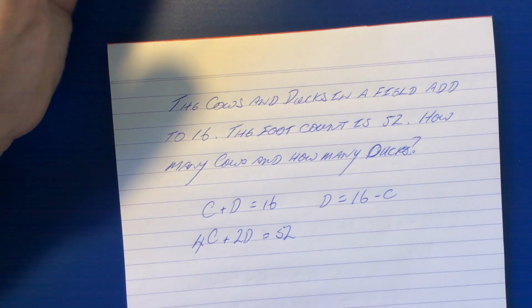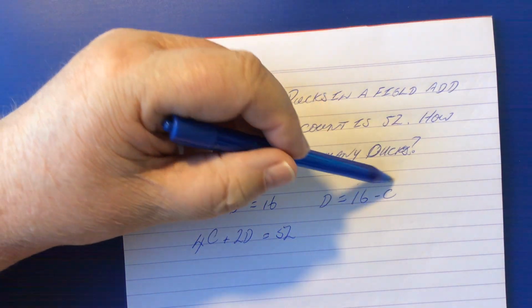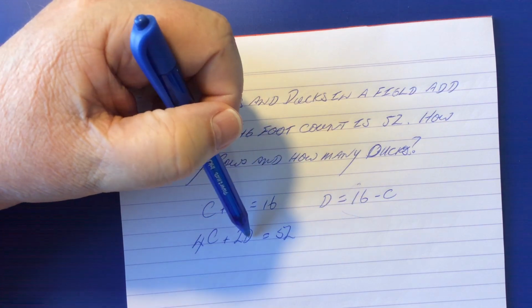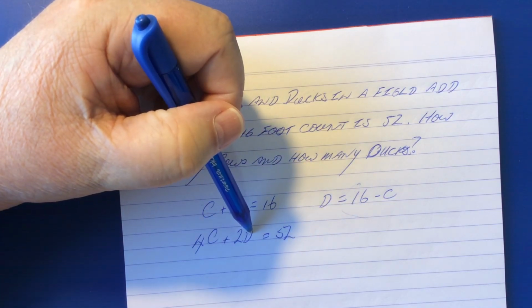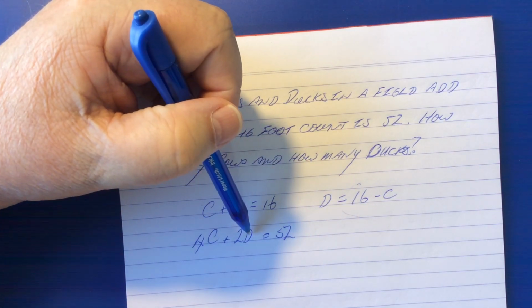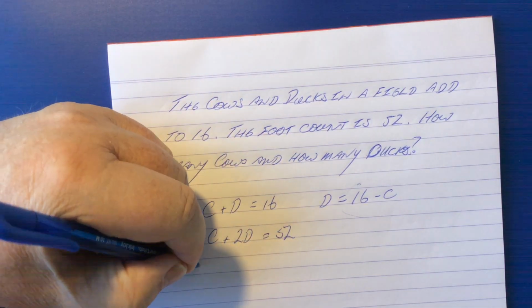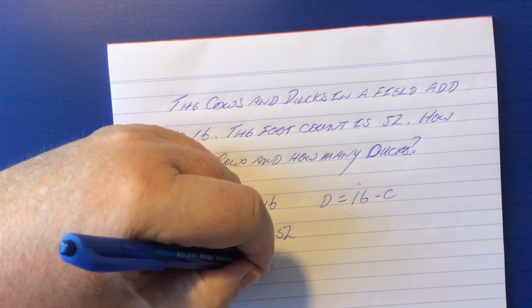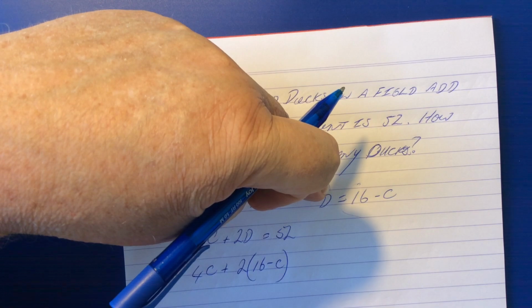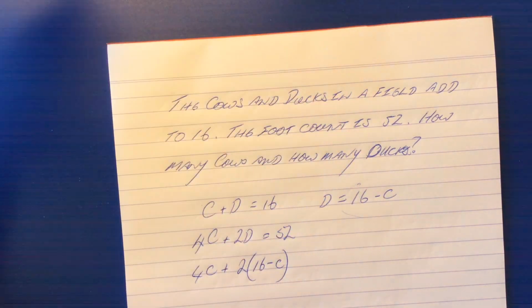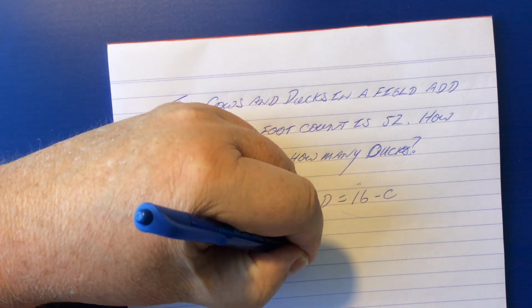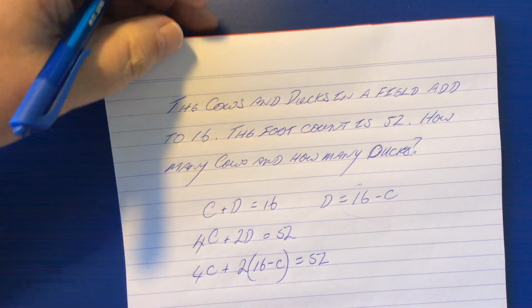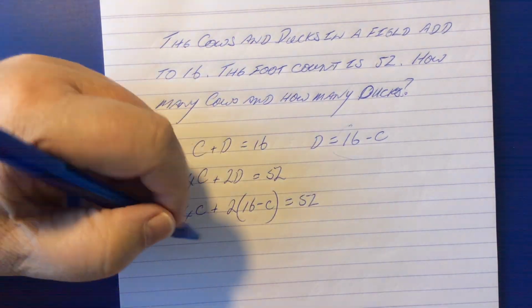Well, the answer is that you substitute. You take this expression here and you replace the d with it. Not the 2d, but the d. So you get 4c plus 2 into 16 minus c, and I hasten to add you could do this with c substituting d just as easily. I've just made a choice here, and that equals 52. So I hope that makes sense.